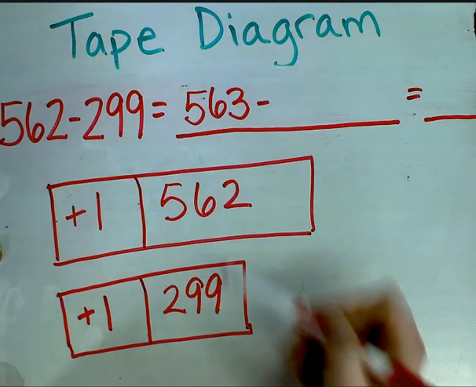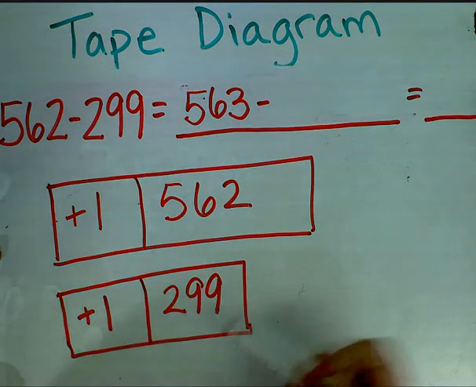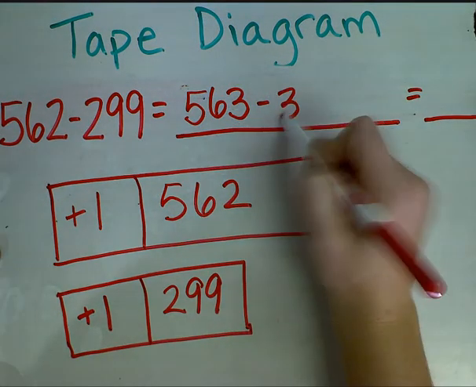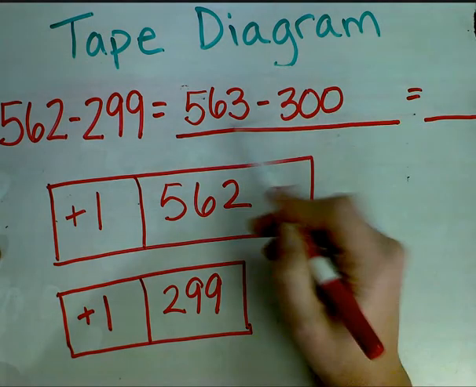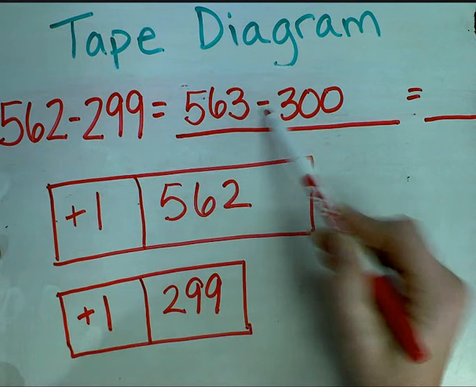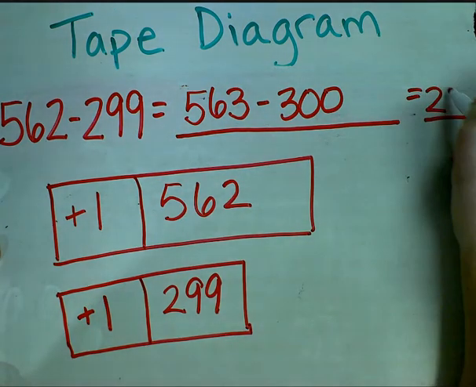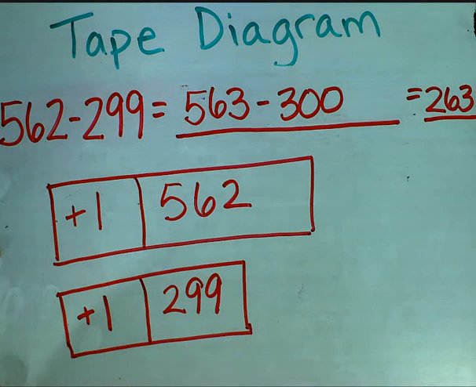Then we'll look at our bottom box, 299 plus 1, which is 300. Now the subtraction is a bit easier for kids. 563 minus 300 equals 263. Let's take a look at another example of tape diagram.